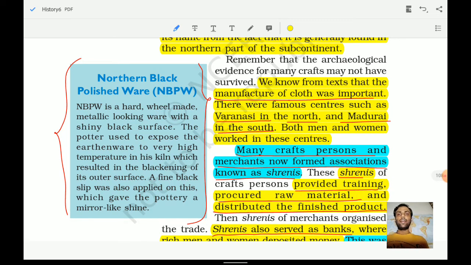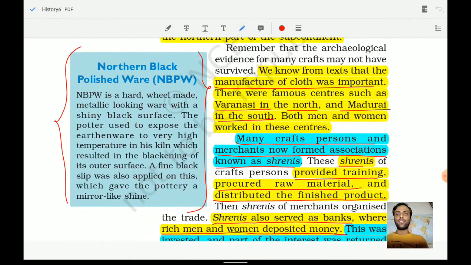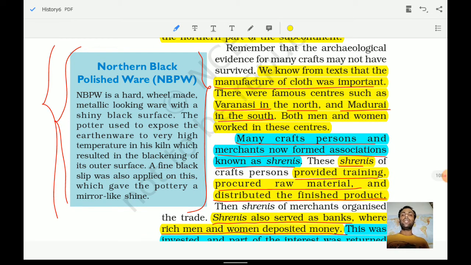In the left hand side in this box, I have already mentioned, right? So let us understand that it is a hard, wheel-made, metallic-looking ware with a shiny black surface. Black polished ware means it was not only black but also polished. It must have been shined. That is why they have called it polished. The potters used to expose the earthenware to very high temperature in a kiln, which resulted in the blackening of its outer surface. A fine black slip was also applied on this, which gave the pottery a mirror-like shine.